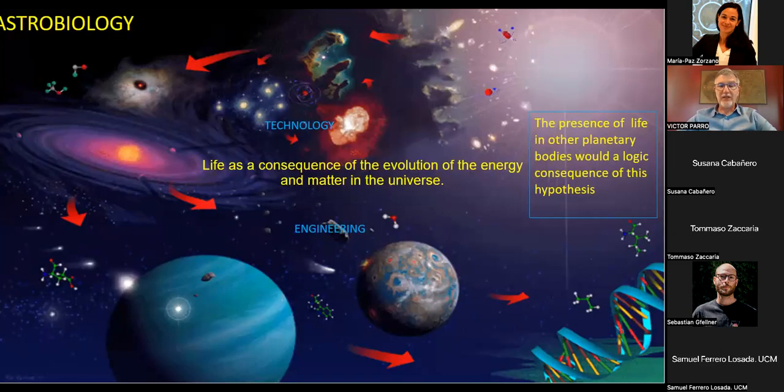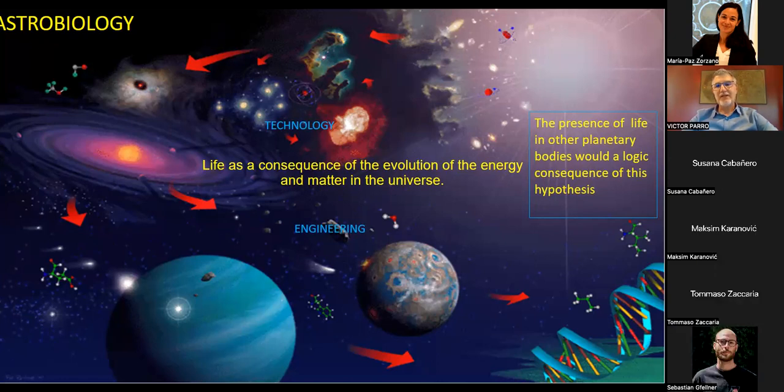And because I guess that there are many PhD students here in the audience, I wanted to summarize a little bit what astrobiology is and what its main objective is. Just to remind everybody, astrobiology understands life as a consequence of the evolution of energy and matter in the universe, and finding life in other planetary bodies is a logical consequence of this hypothesis. So it's always a key target, finding this life.